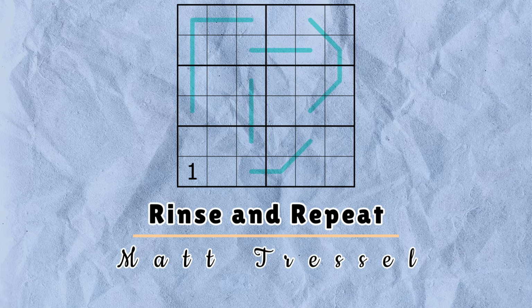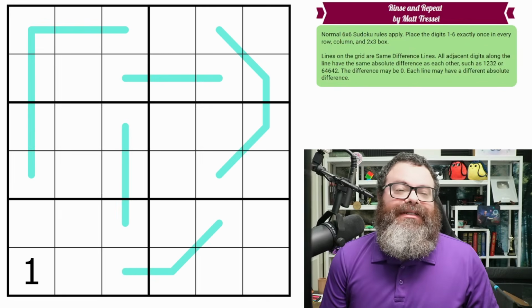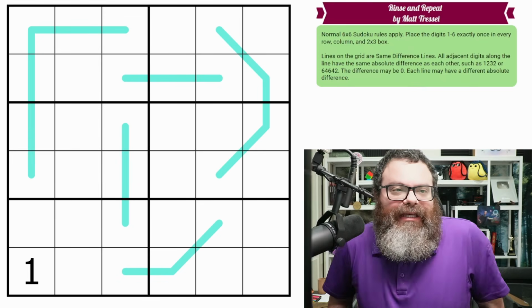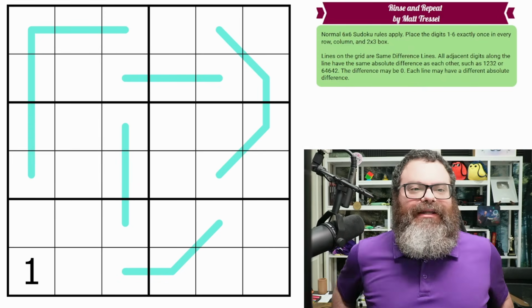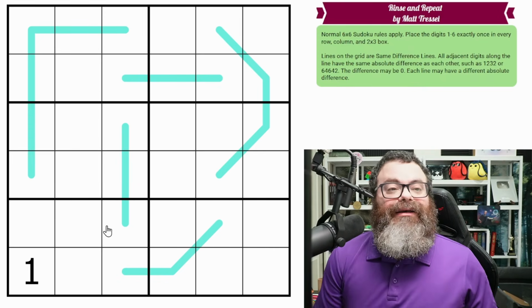Hello, let's continue our Sudoku adventure with Rinse and Repeat by Matt Tressel. So this continues our same difference line theme week, and we only have same difference lines. That's it, other than this given one. Let's go over the rules.